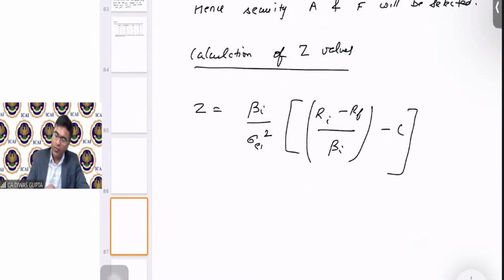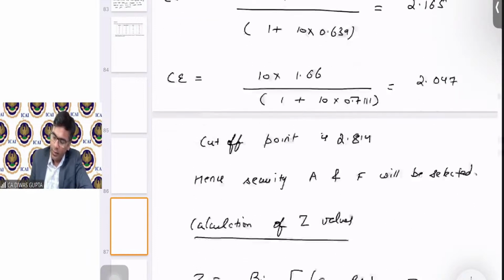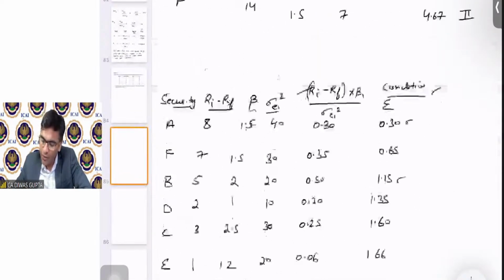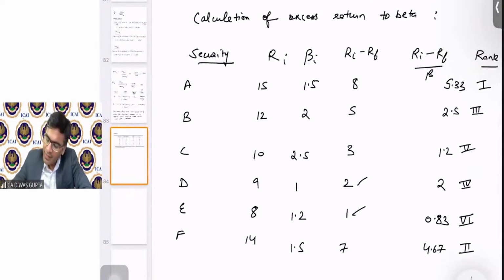Now here the value of Z, for A first we will calculate. Because we will only be calculating Z for the two selected securities, A and F. So for A, the Z value is 1.5, which is beta, divided by 40 of residual variance. Ri minus Rf divided by beta, we have done in one of our above tables already, right? This one, 5.33.